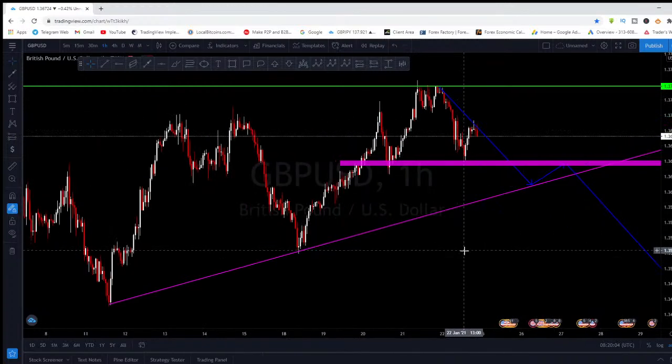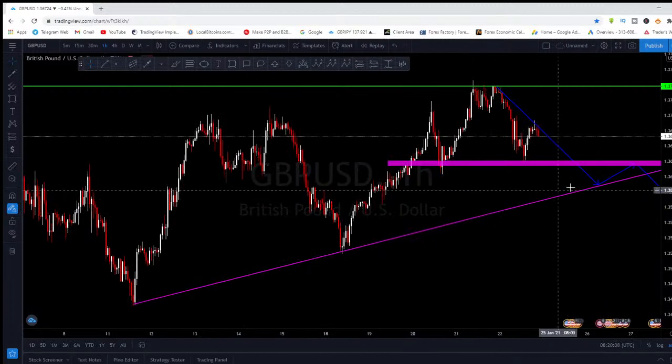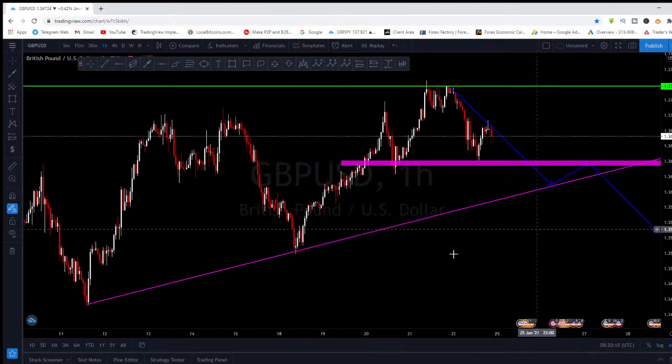So yeah, this is the 1 hour time frame now, and you guys remember when I plotted this my trend line on the 4 hour time frame, right?